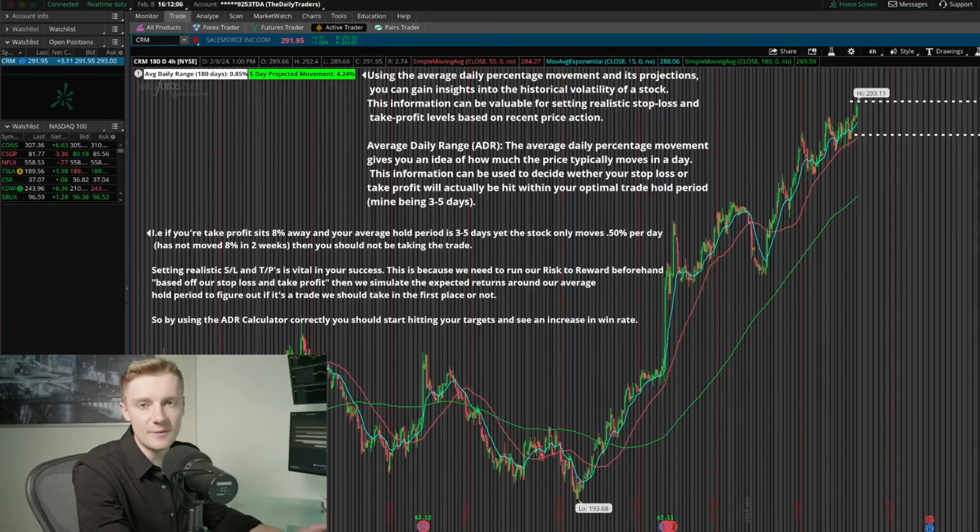Today, I'm going to be talking about how you can increase your trading win rate with this tool that I made. Now, I call this the ADR calculator. Now, ADR stands for average daily range.